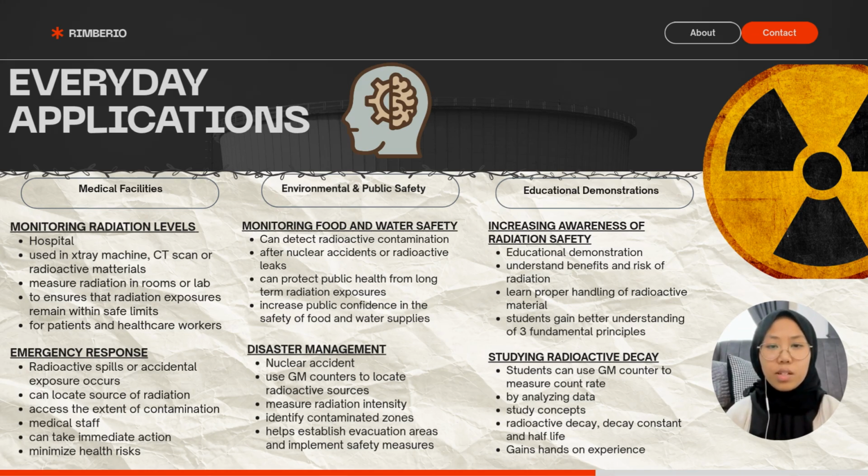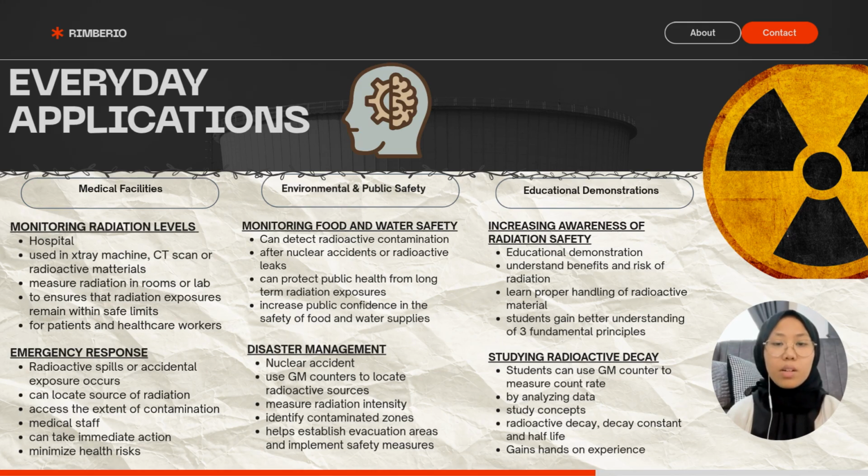Secondly, the GM counters play a very important role in environmental and public safety. They can detect radioactive contamination in food and water supplies, especially after nuclear accidents or radioactive leaks. This helps to protect public health and increase confidence in the safety of food and water. In disaster management, GM counters are used to locate radioactive sources, measure the radiation intensity, identify the contaminated areas, and support evacuation and safety planning.